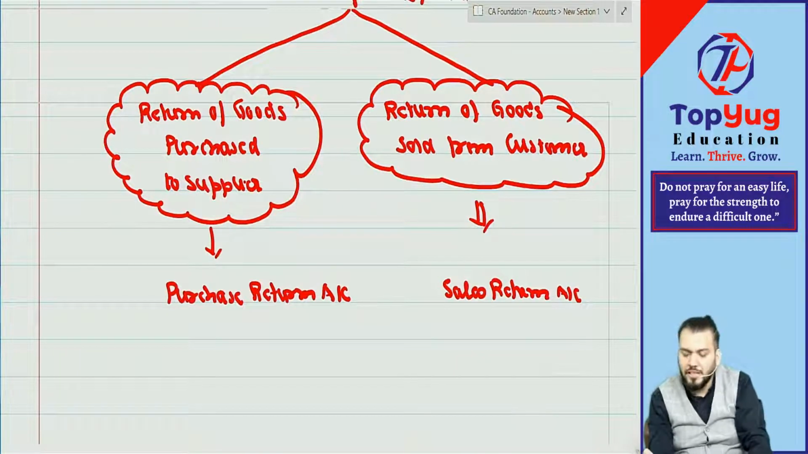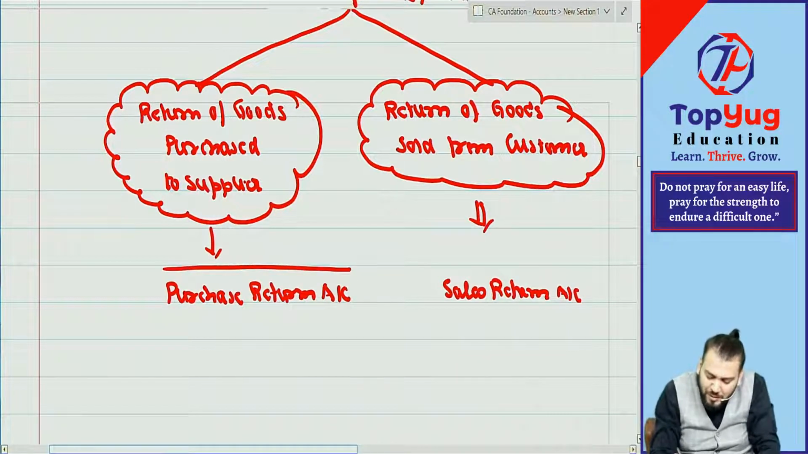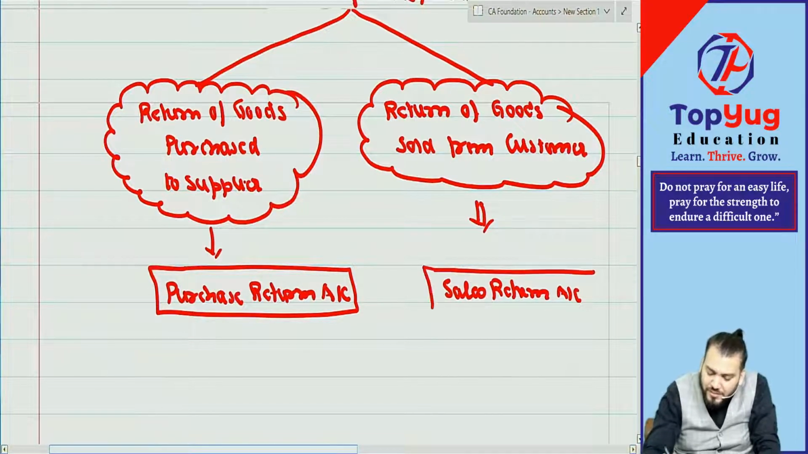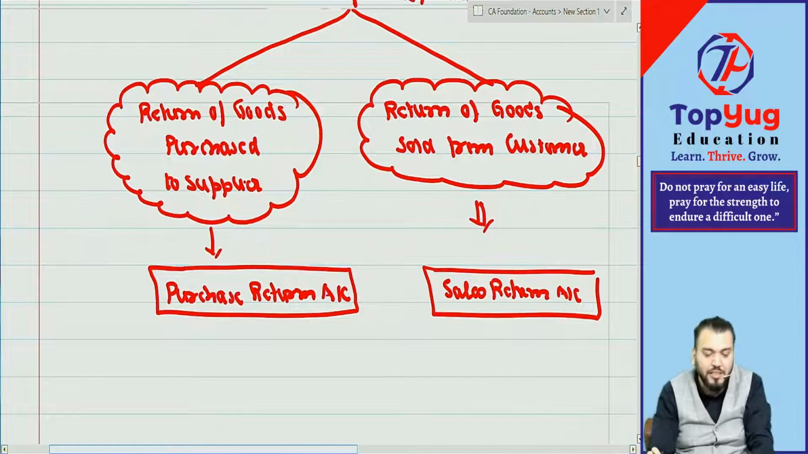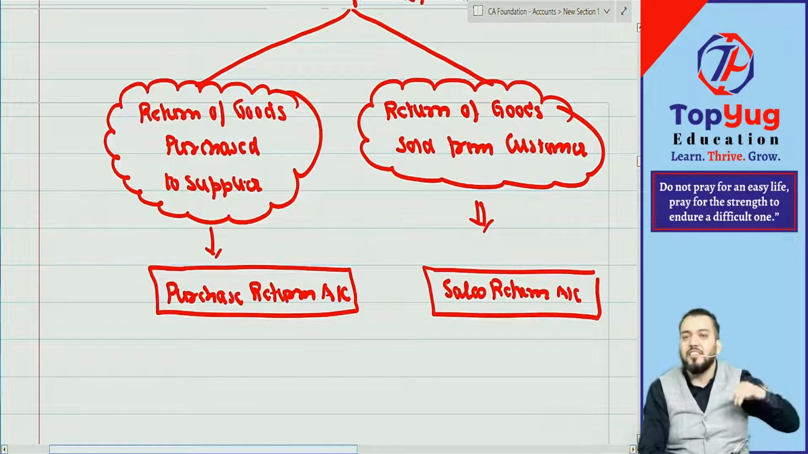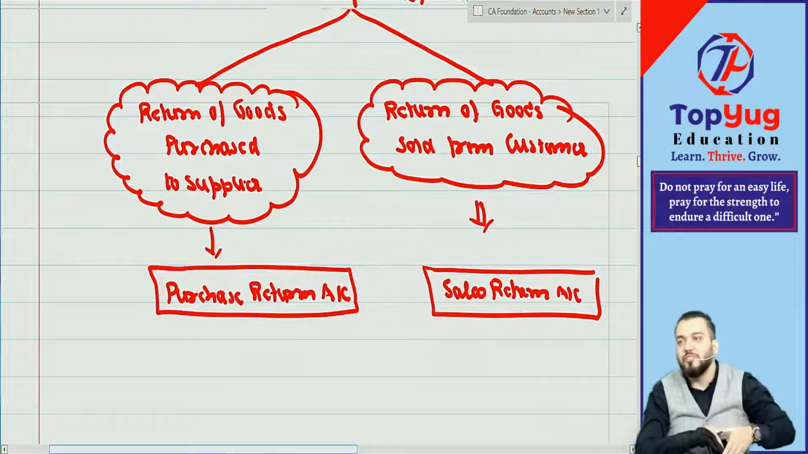Understood? Correct. So I hope you have understood. This is the name given. We will not discuss why this name. The name is given from traditional days, and we will use this name only in accounts. Now, my question to everyone: if purchase is a real account, which account will purchase return be?